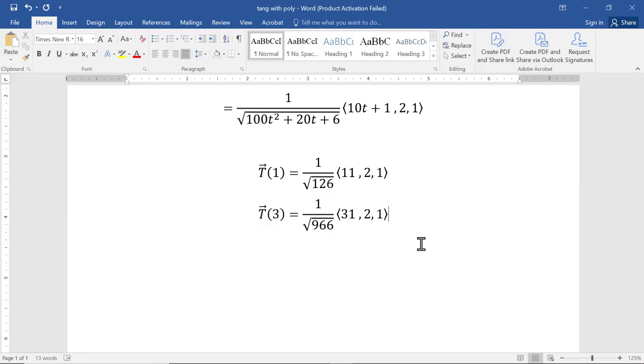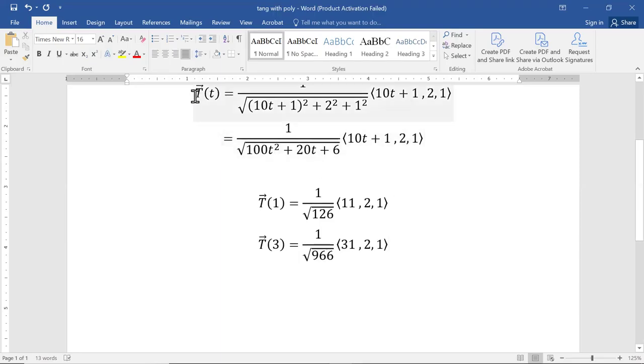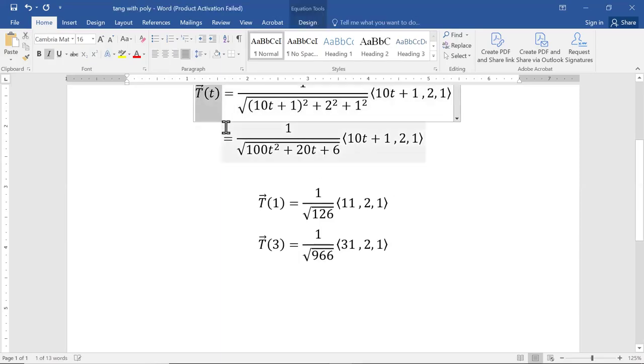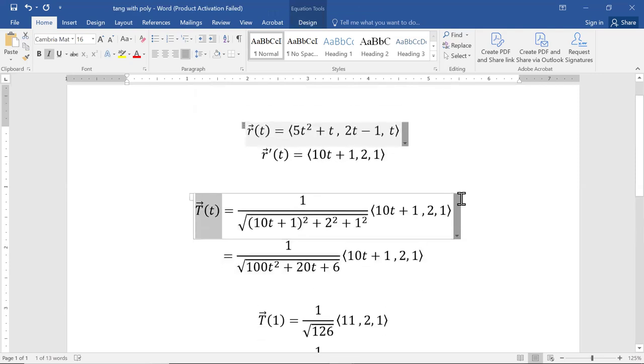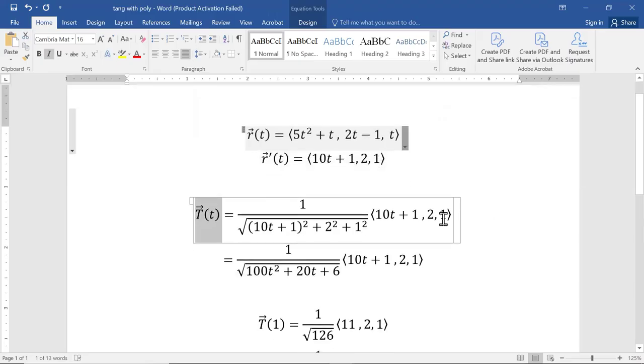So again, I'm not going to check that by hand, but if you want to, you can check that these two here are unit vectors. And in every case, we get a unit vector. So that is the unit tangent vector. It's basically my derivative made into unit length.